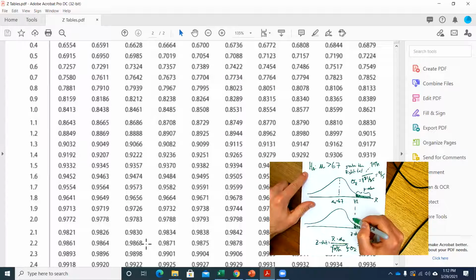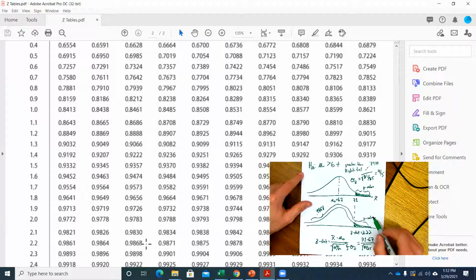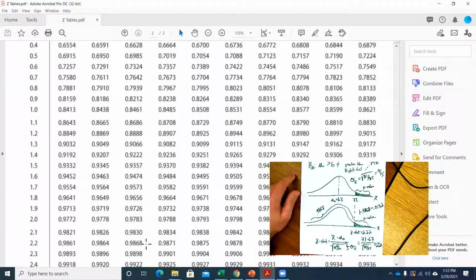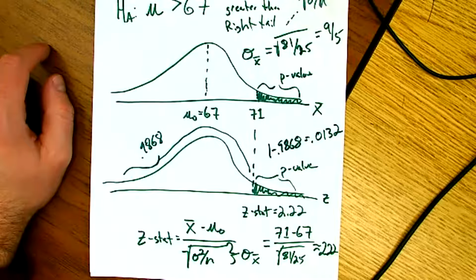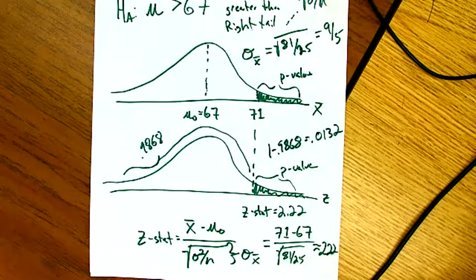So remember, the table is going to give me the area to the left. I wanted the area to the right, so just 1 minus that. Okay. So I looked up that z statistic of 2.22. I found the area to the left. For a right-tailed test, we have one more step, which is I want the area to the right, so I have to subtract the area to the left from 1. But now I've got my p-value.